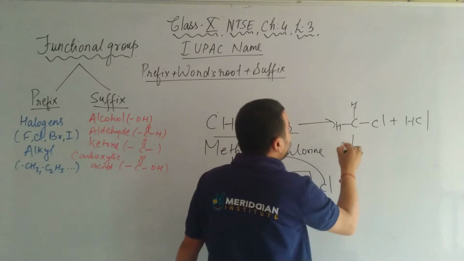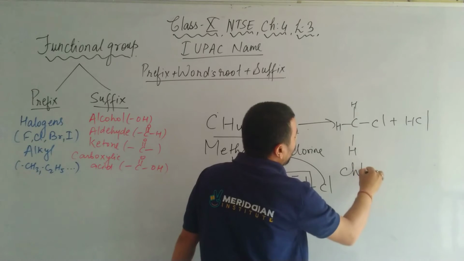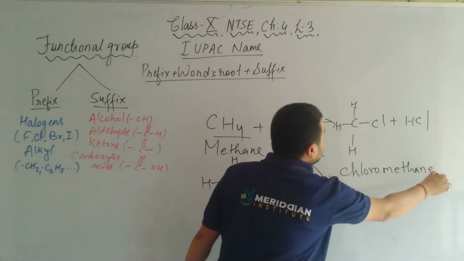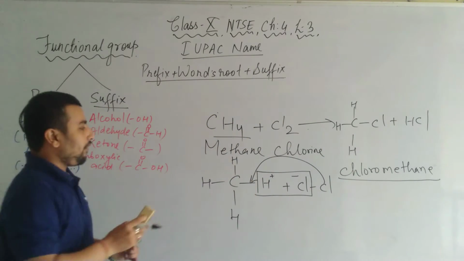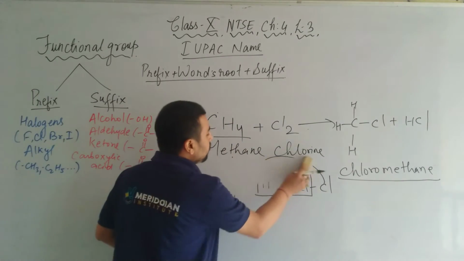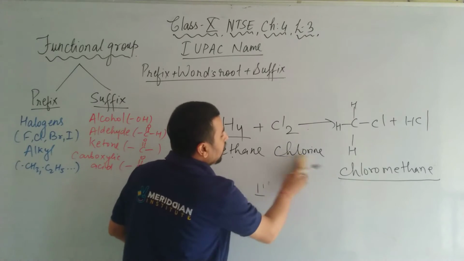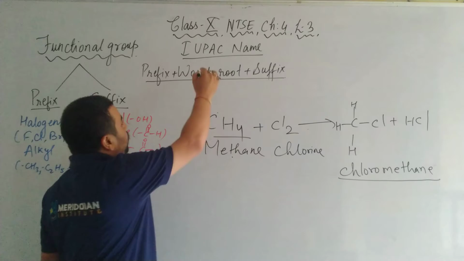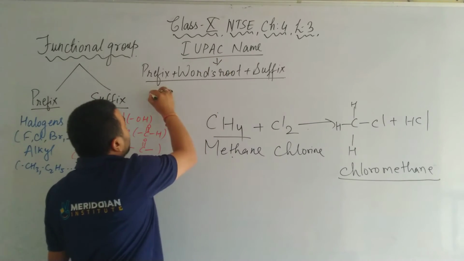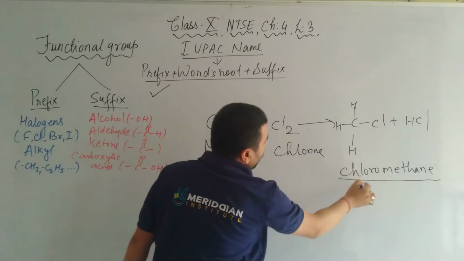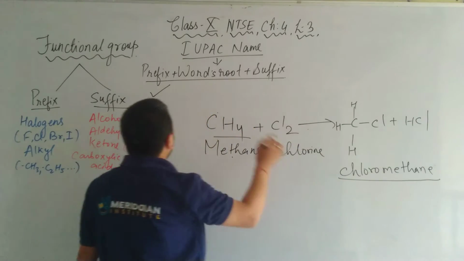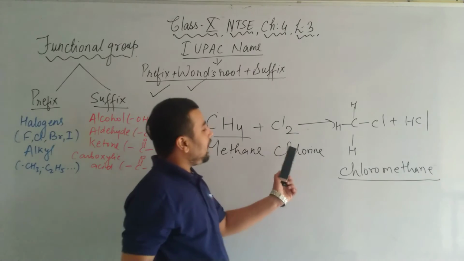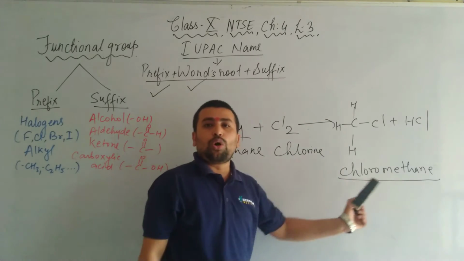So this compound is known as chloromethane. The IUPAC name of this compound is chloromethane. Remember, dear students, now I am going to teach you two different things. Since this is the IUPAC system where we write the prefix first, this chlorine is a prefix. So chloro, the word root for a single carbon is meth, and a single bond is there for methane, so chloromethane.